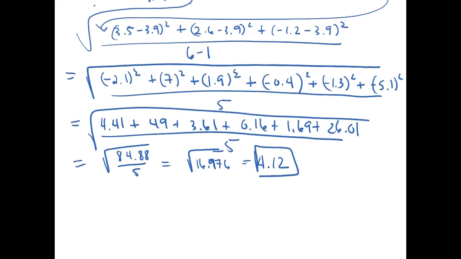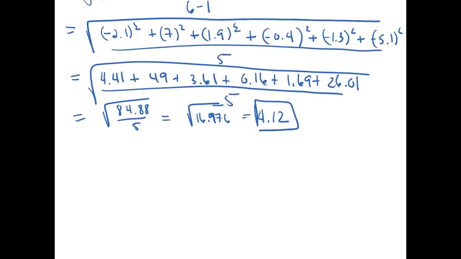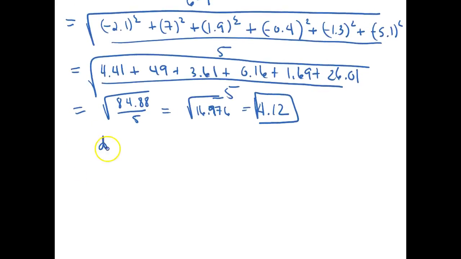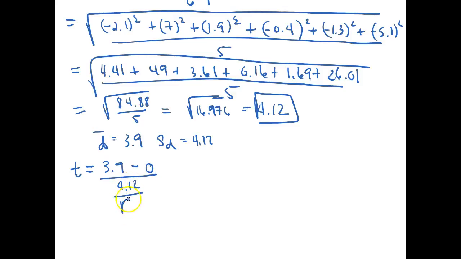So once we calculate d bar, which again is equal to 3.9, and sd, which is equal to 4.12, we can calculate our t-test statistic to perform the hypothesis test. So t is equal to 3.9 minus mu d, which in this case is equal to 0, divided by our standard deviation of 4.12, all divided by the square root of the number of differences, which in this case is 6.